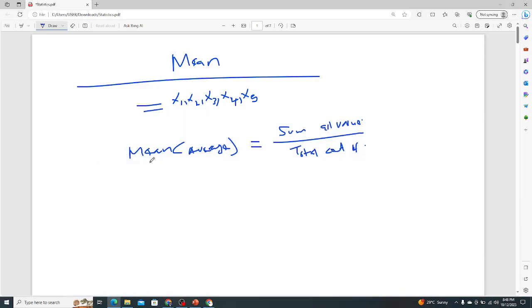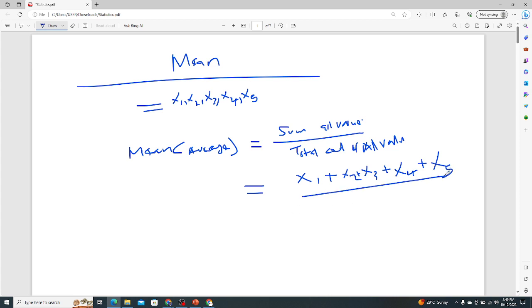Okay, so we said mean can be calculated as the sum of all the values divided by the total count of your values. Basically, we take x1 plus x2 plus x3 plus x4 plus x5, then divide by the count. So the count will be 1, 2, 3, 4, 5.